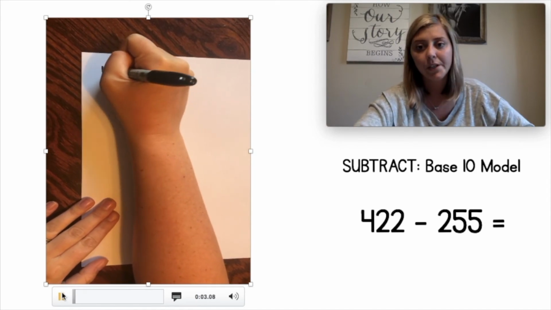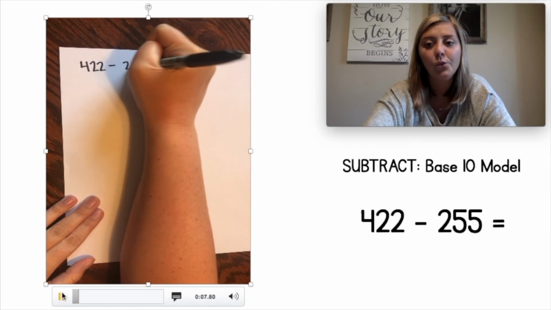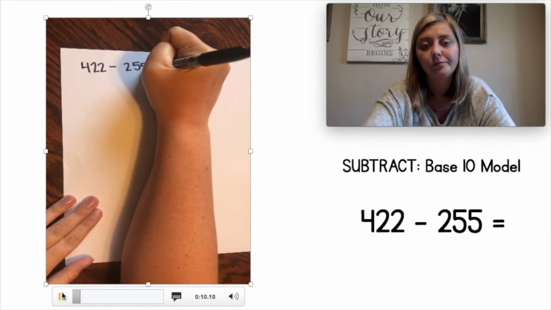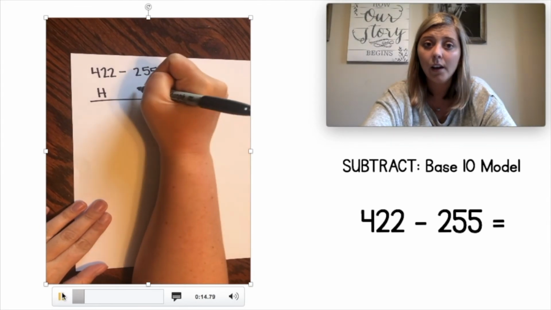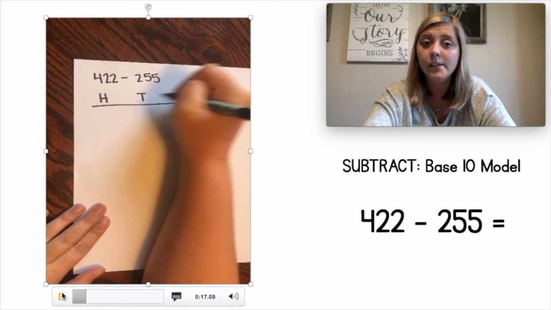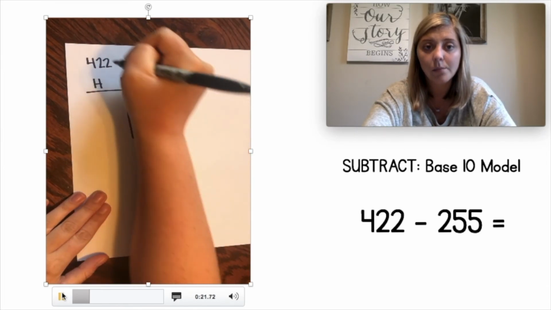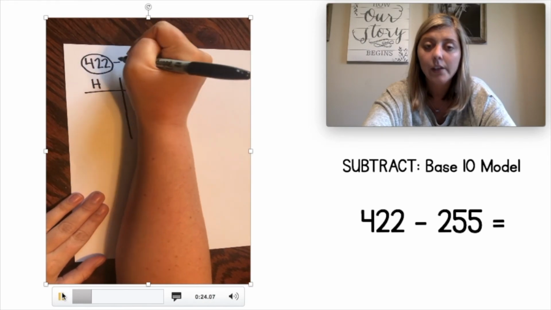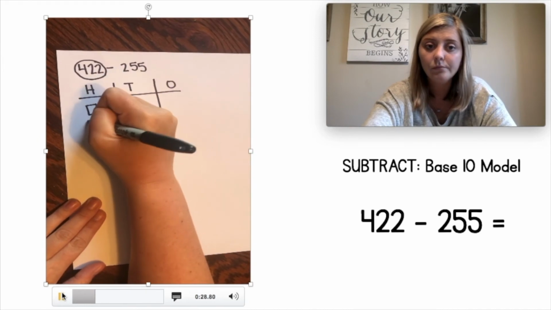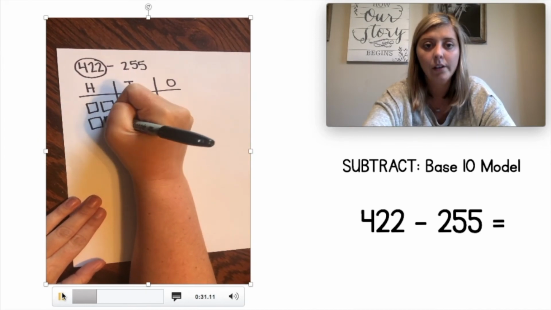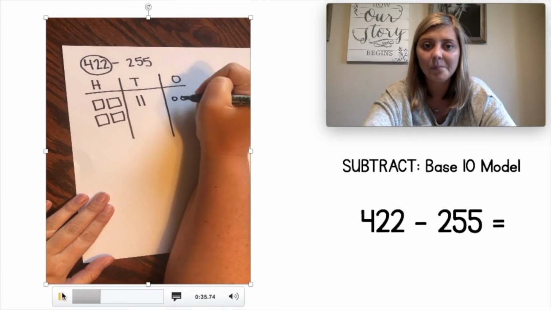I'll start how I always do by writing my equation, 422 minus 255. And again, I'm going to draw a hundreds, tens, and ones chart because those are 3-digit numbers that have a hundreds place, a tens place, and a ones place. And since it's subtraction, I only need to draw my biggest number, 400, 20, 2 tens, 2 ones.